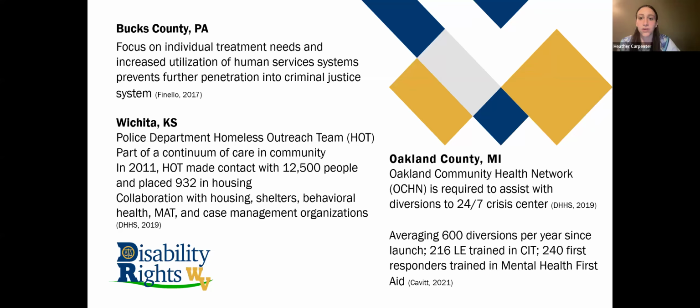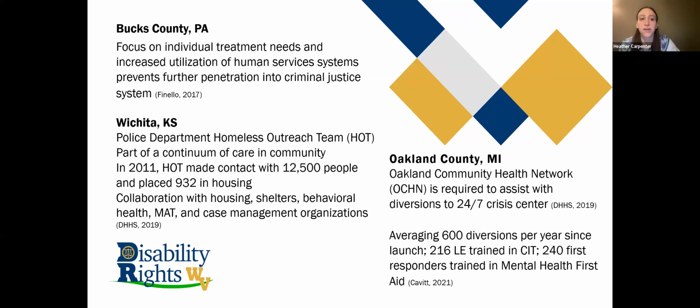Then in Wichita, Kansas, I'm terrible at pronouncing that, I'm sorry, the police department has a homeless outreach team known as HOT, as part of a continuum of care in the community. In 2011, they made contact with 12,500 people, which is huge. And they placed 932 in housing, shelters, behavioral health, medically assisted treatment, and case management organizations.